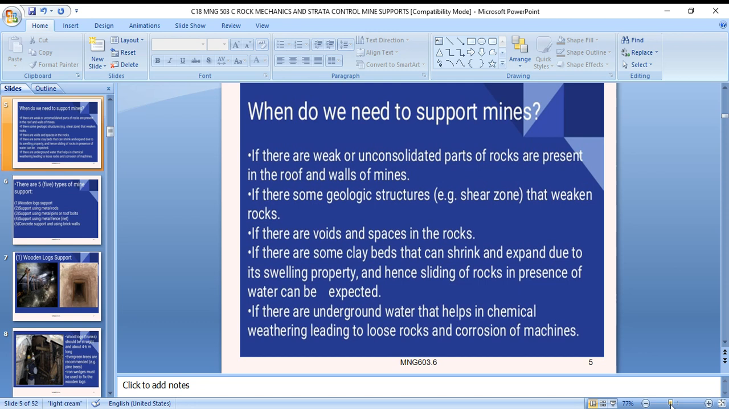These are the major points of the need for supports in mines. The causes are given here: the weak and unconsolidated parts, some geological structures, the voids and spaces in the rock, clay beds that can shrink and expand, and underground water that helps in chemical weathering.